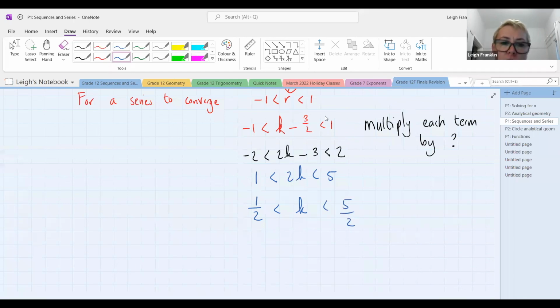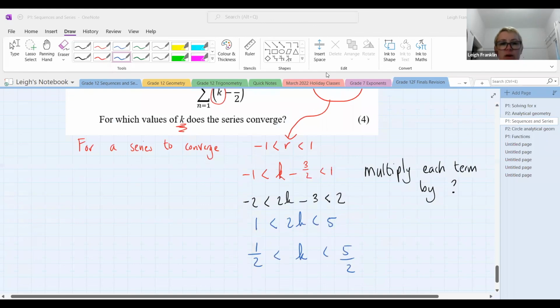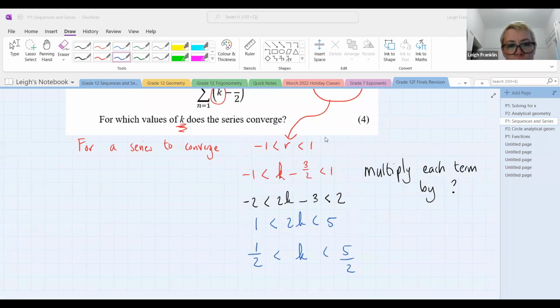Quite right, Tumelo. That's what I'm getting as well. So for the series to converge, K has to be a number between 1/2 and 5/2. All right, good job, Nick. Well done, Tumelo. Lovely. How are you guys feeling? Is this making sense? Any questions?